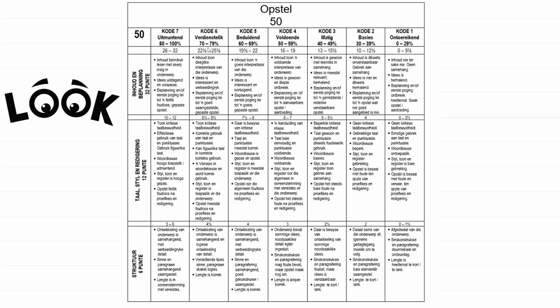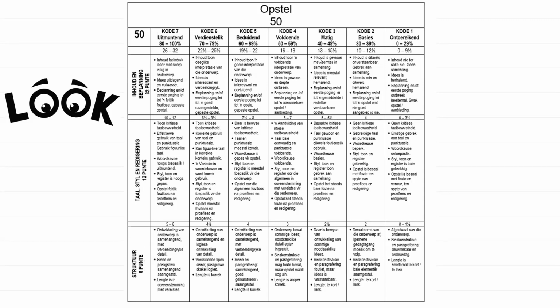Now, in the second line, there are the marks that you get. If you get between 0 and 9.5, then you've got 0 to 29% for this section. So that's just a quick explanation. Now, this essay is marked in terms of inhoudelike beplanning, which is content and planning, for 32 marks. Then taal, style, redigering, so it's language, style, and then editing, which is 12 marks. And then structure for 6 marks.